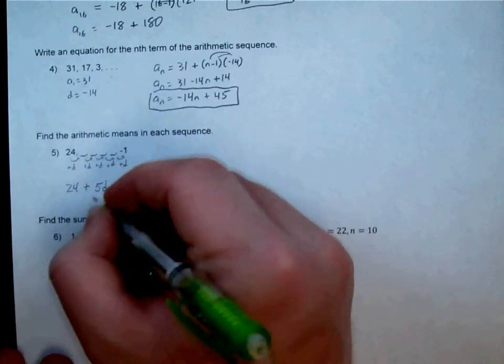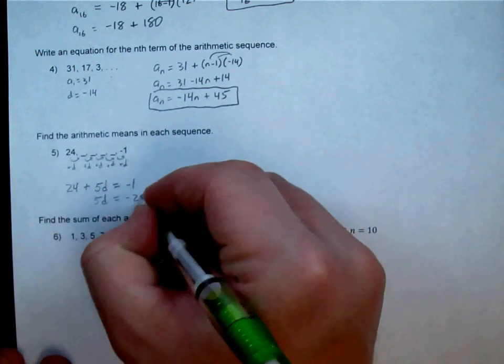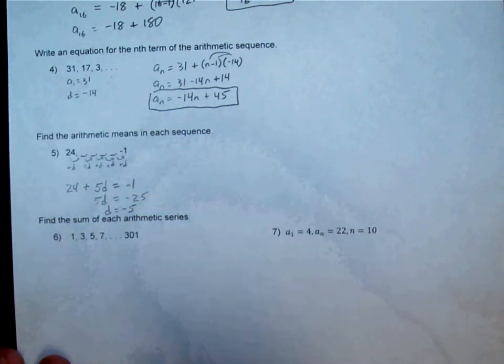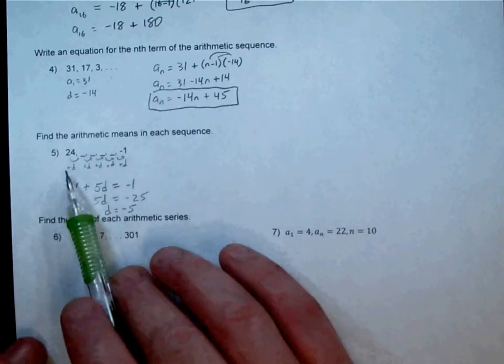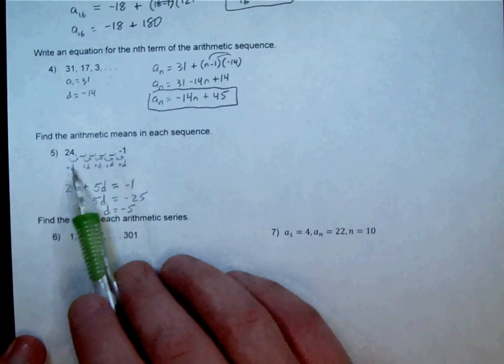Let's subtract 24 from both sides. Divide by 5. We see that d is -5. Now that's not the answer to the problem, but that tells me from one term to the next, that's what I'm doing. I'm subtracting by 5 over and over again.